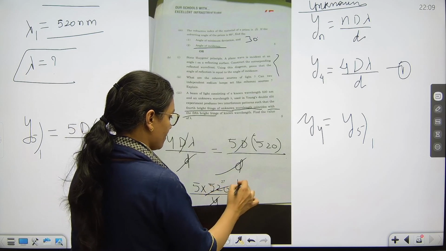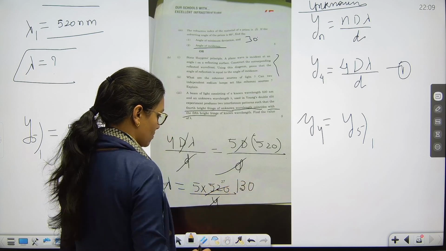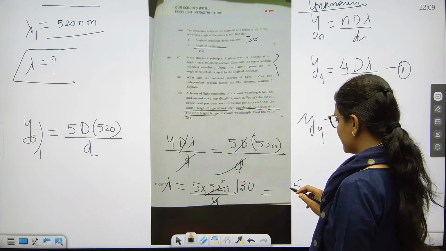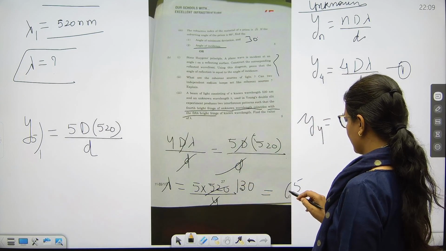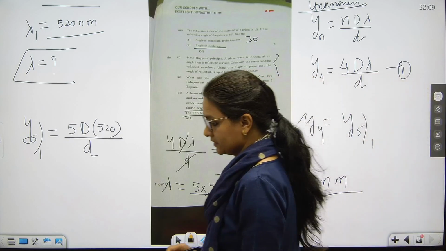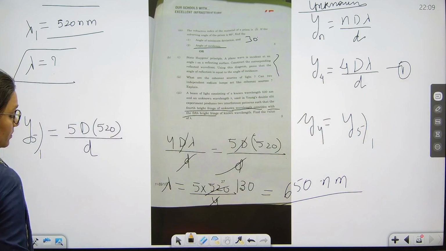4 ones are 4, 4 threes are 12, 0. And then 5 threes are 15, 5 ones are 5. Is this correct? Done.